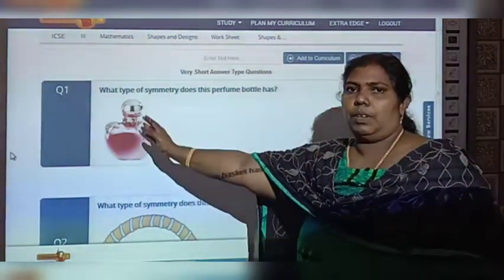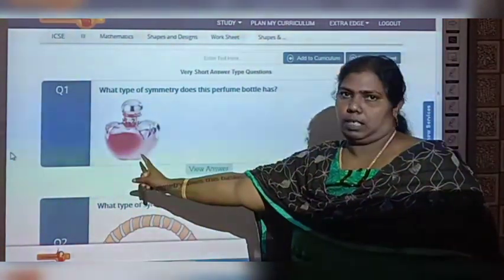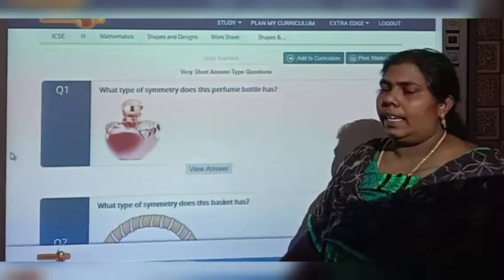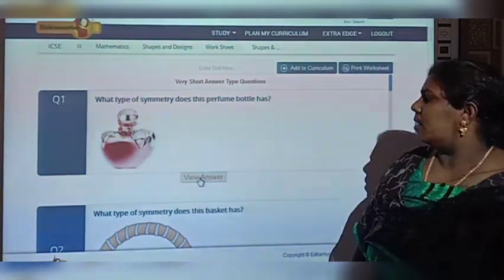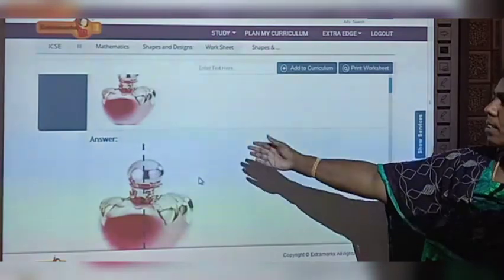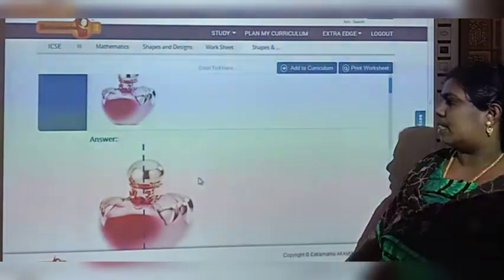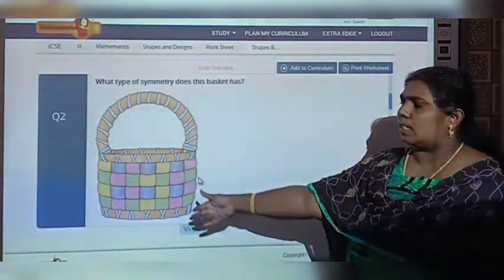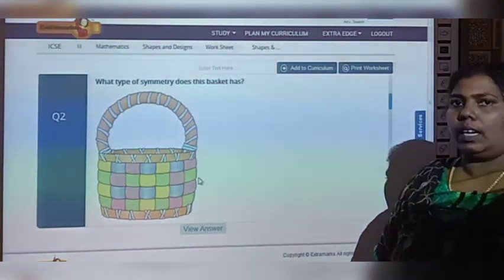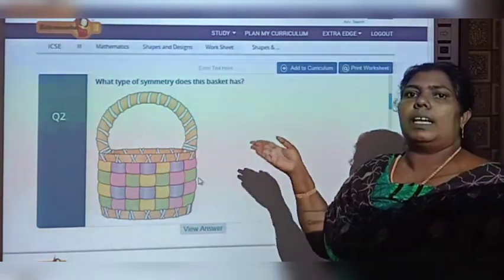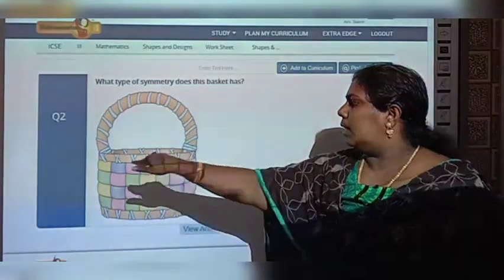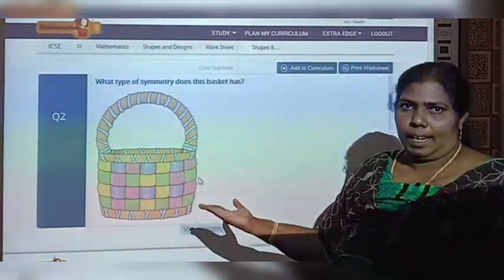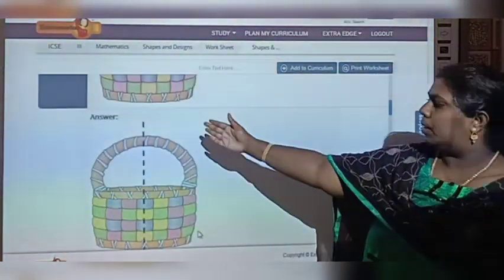If you draw the vertical line, we will get the identical shape. If you draw the horizontal line, here is another shape. See the answer. So only a vertical line can be drawn. Next question. What type of symmetry does this basket have? Here also we use the vertical line. If you draw the horizontal line this way, we get different shapes, so we will not get identical shapes. Only the vertical line.